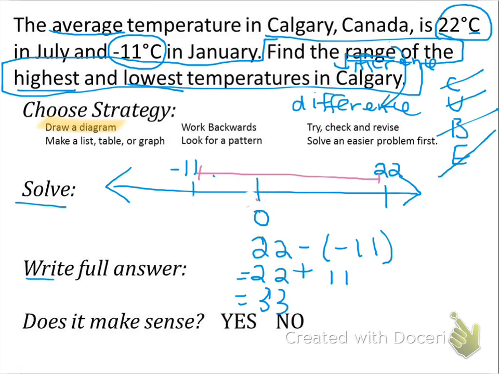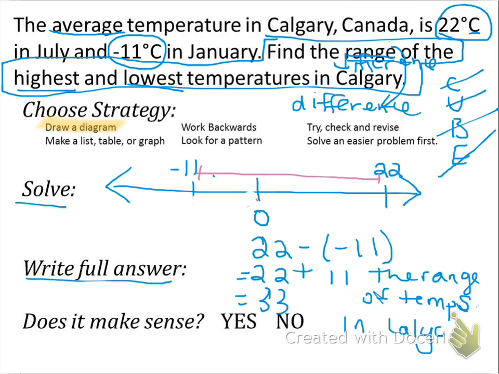Now I'm not done yet. My next step is to write the full answer. That means you need a full sentence answer. So the range of temperatures in Calgary, sorry, this is really messy, is 33 degrees Celsius. It's really important that you put that degrees Celsius there. If you don't have that there, you're not going to get full points.